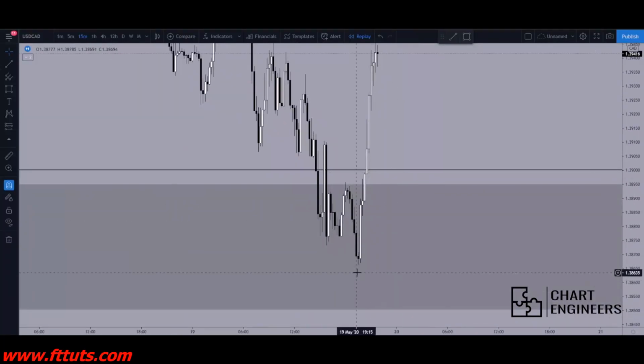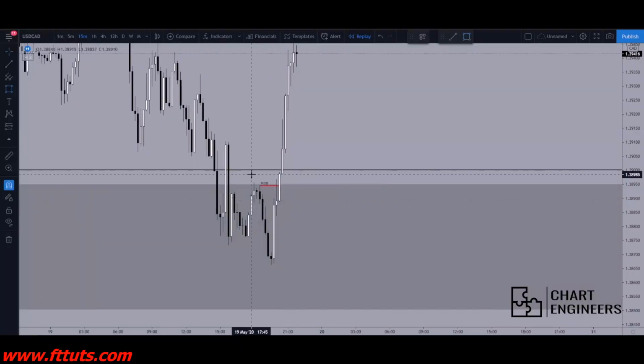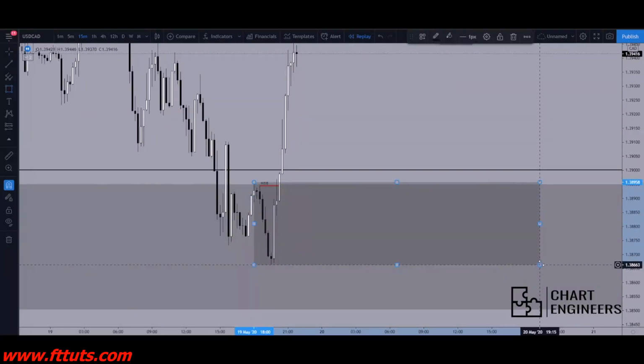So I know that's my low. Where is my high? So my high is going to be here. So let's mark that out, MSB. And in this case, the breaker is going to be higher. So I'll just take my trade from the MSB.